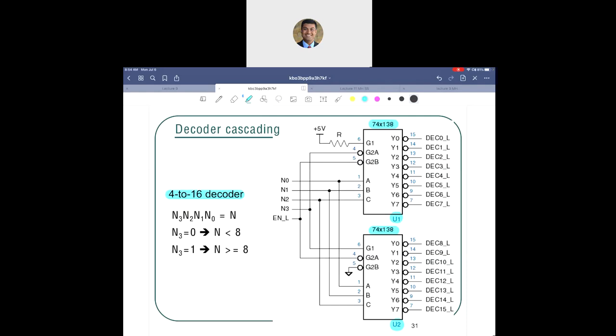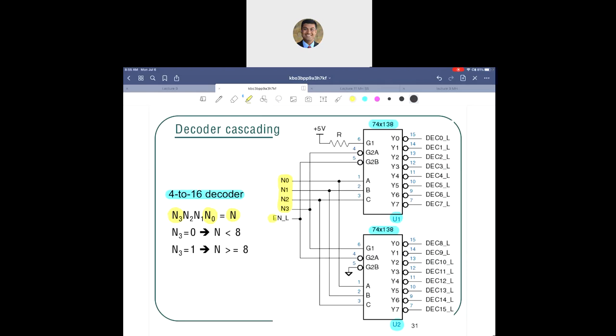So where are the four inputs? Where are the 16 outputs? The four inputs are right here: N0, N1, N2, N3. Because of how I have numbered them, I know which one is the least significant input and which one is the most significant input. N3 is my most significant input, and N0 is my least significant input. The combination of those four inputs, I'm calling them N. For example, 1101 or 1001. Any four bit combination.